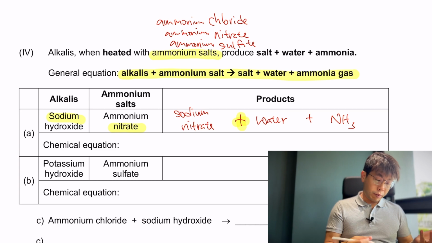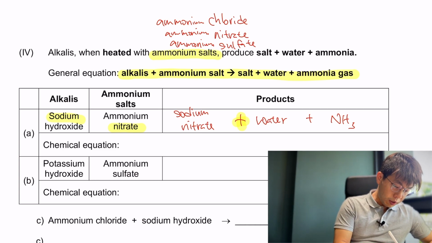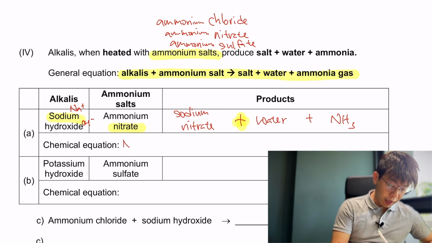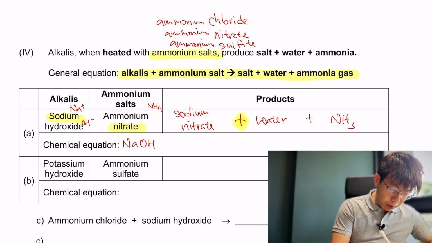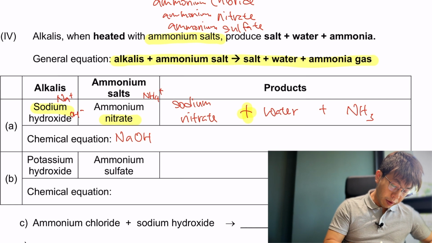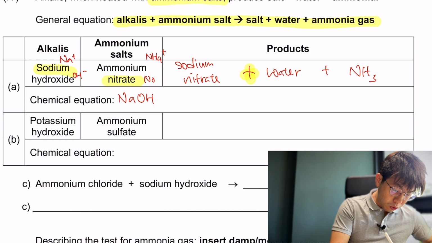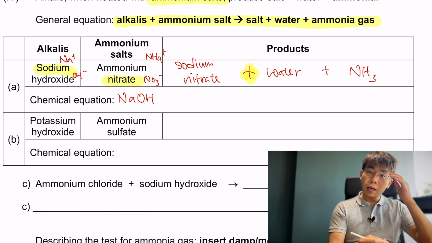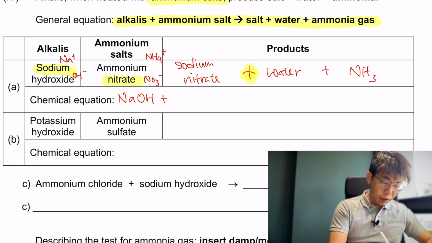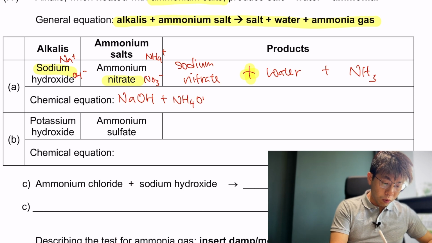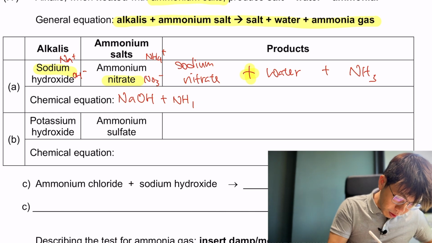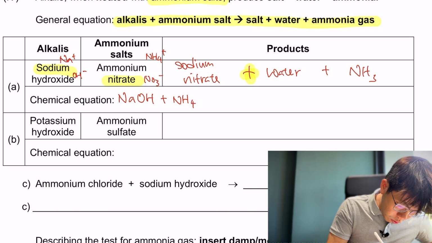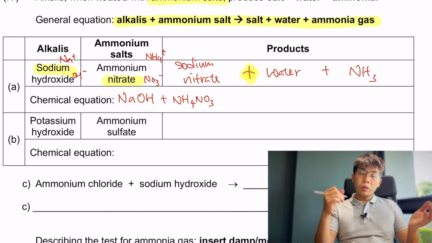Okay, now let's try writing a chemical equation. Sodium hydroxide is Na+ and OH-, so therefore it's NaOH. Ammonium is NH4+, please remember, right? And nitrate is NO3-, because both of them have the same charge, so therefore the formula will be NH4NO3. So what will I form?